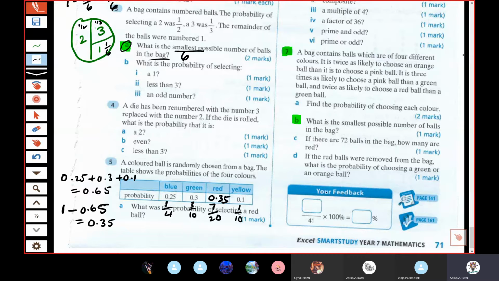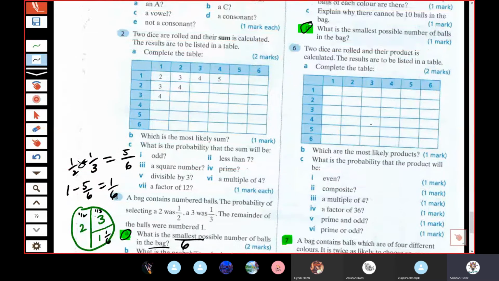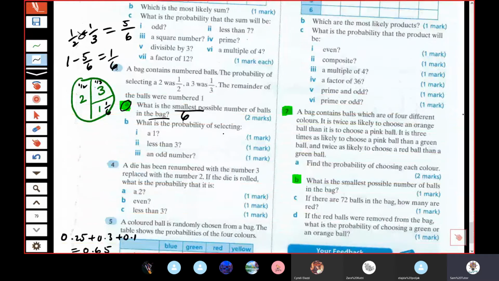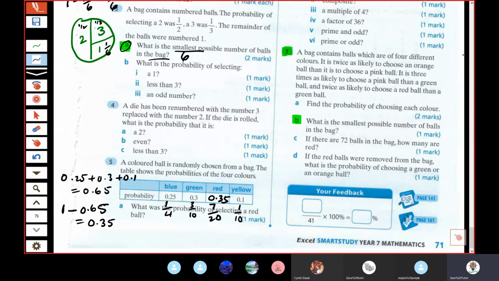All right. Again, the question asks, what is the smallest possible number of balls in the bag? Anyone want to take a guess at what the answer should be for this one? Smallest number of possible balls in this bag. What would it be? If you haven't identified the trick, it's about looking at all your fractions and finding the largest denominator.